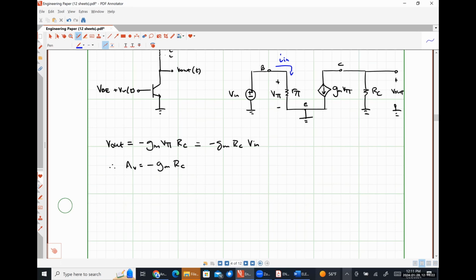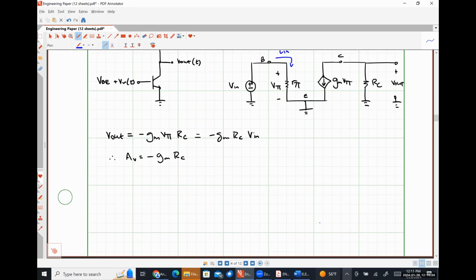So what's Rin? Let's write some things down here. We found Iin by inspection to be V pi over R pi. From this, capital Rin will be V pi divided by V pi divided by R pi, which is just R pi.